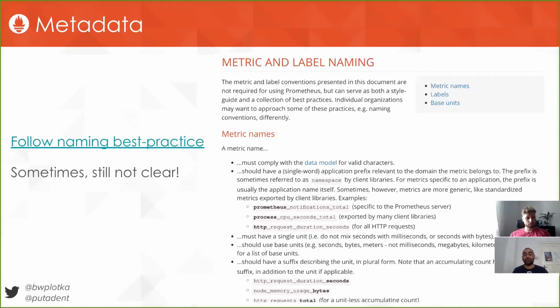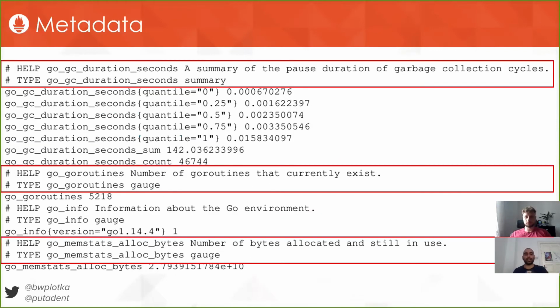To help with that, we actually expose the help and type information for every single metric as part of the exposition format. So if you hit the /metrics page, you will already see, for example, in this case, that Go GC duration seconds is a summary of the pause duration of garbage collection cycles. Goroutines is the number of goroutines that currently exist. So we already have all of this information that is being exposed by all these applications.